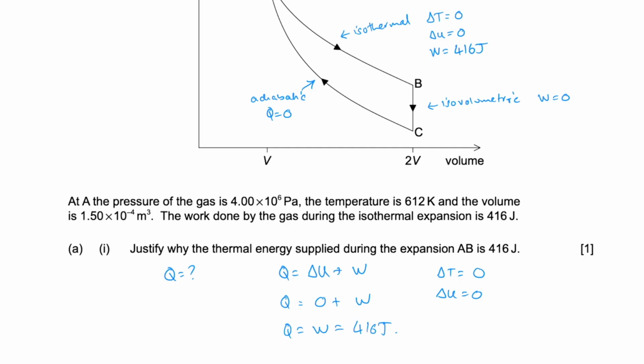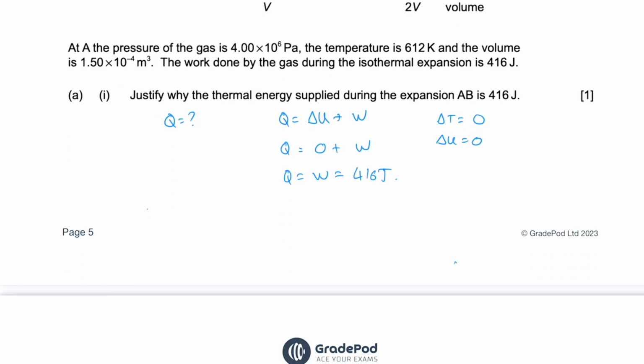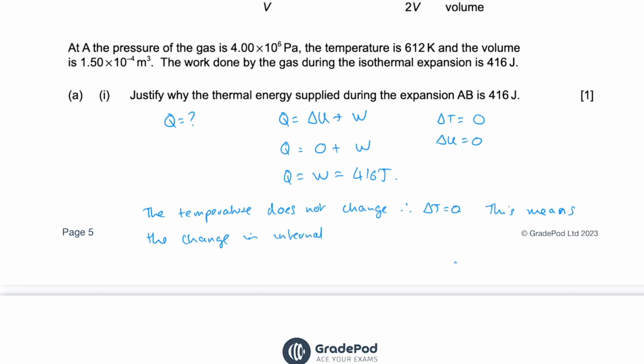Justify why the thermal energy supplied during the expansion is 416 joules. We should probably write something down there. The temperature does not change. Therefore, delta T equals 0. This means the change in internal energy equals 0. From the first law, Q equals W.